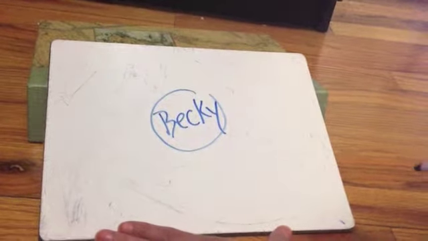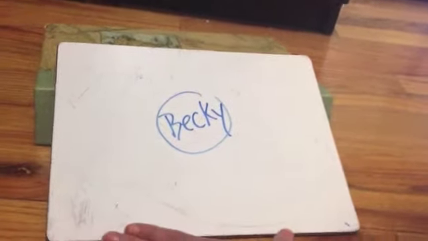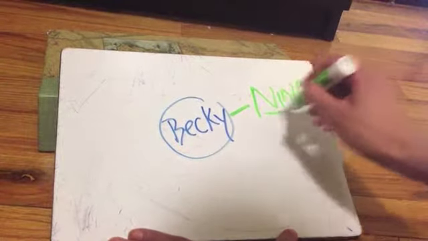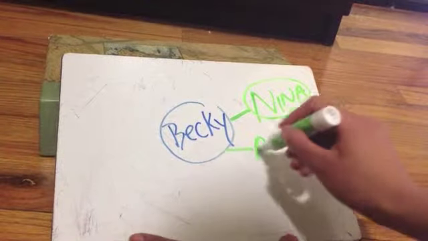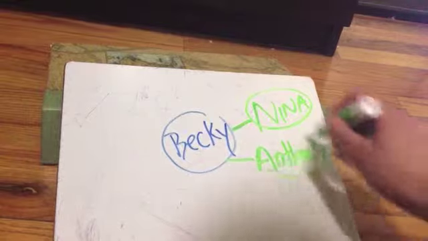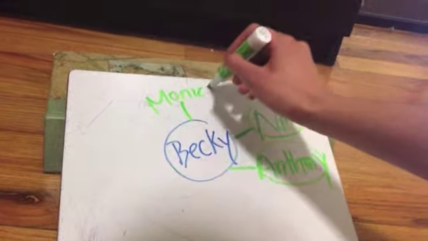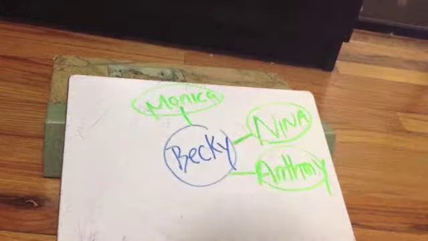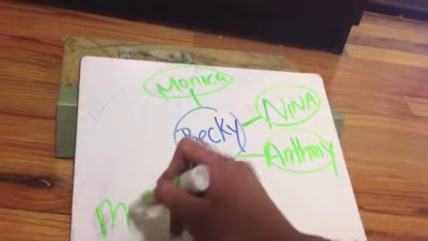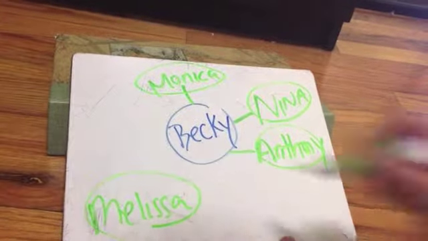And we've decided that she has picked for her 3 choices Nina, Anthony, and Monica. So at this moment, we'll have Melissa as the only isolate in the diagram.